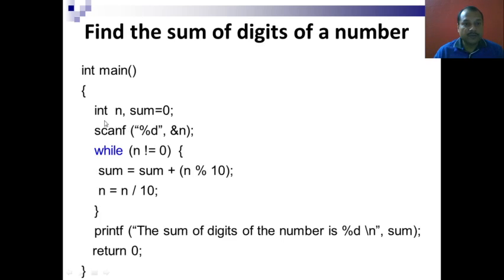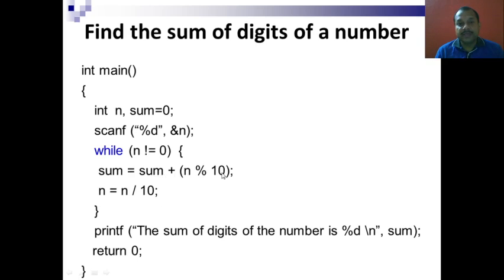Okay, so what I am doing: int n, the input number whose digits will be added up, is read and stored in n. sum equals 0, that is initialized with 0. The digits will be added in sum. After reading the number using scanf, while n not equals 0, if n is not 0 definitely, then sum equals sum plus n percent 10.